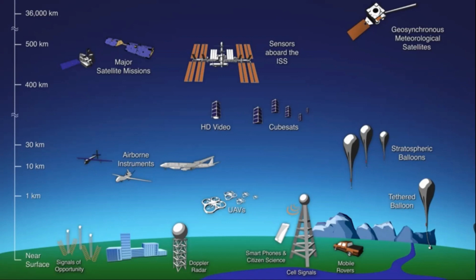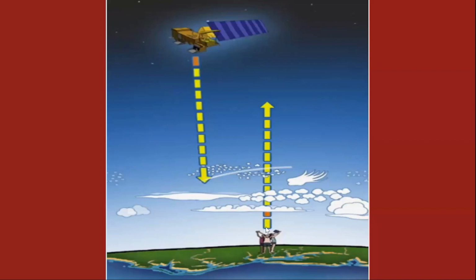And then we also have, if you notice here, smartphones and citizen science. This is where the GLOBE program and the Globe Observer app can come into play. The reason this is particularly important is because while satellites are really good at getting the big picture, we need to fill in some details.